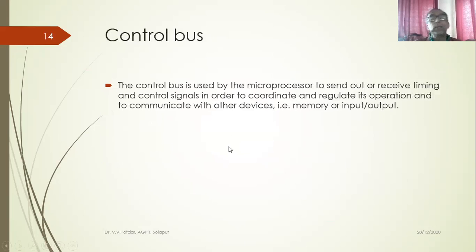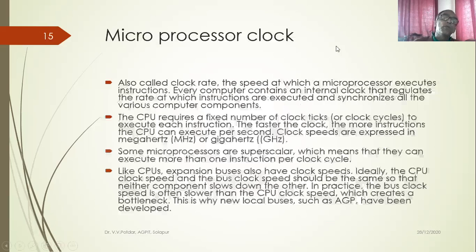Then you have a control bus. The control bus is used by the microprocessor to send out or receive timing and control signals in order to coordinate and regulate its operation and to communicate with other devices. That is, to communicate with memory or input and output. So that is a function of your control bus.